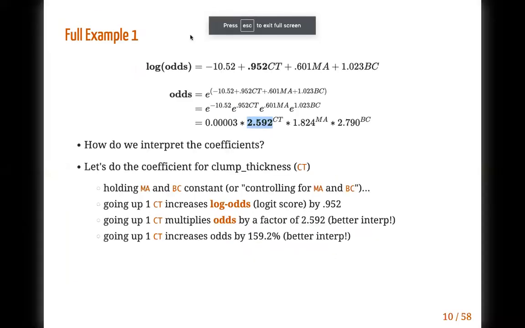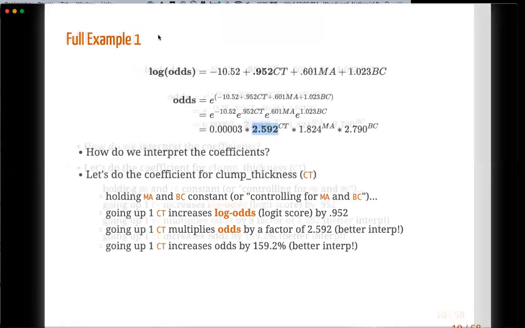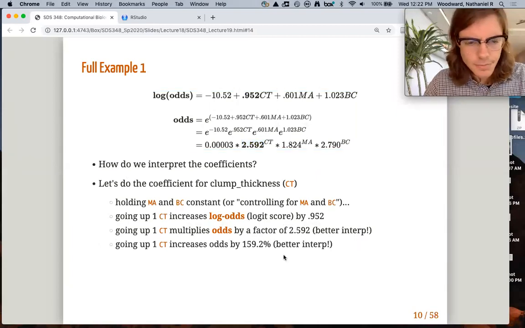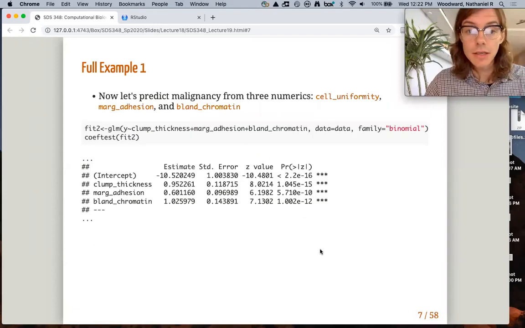So either way, right? But it's better to interpret in terms of the odds. That's how you're always going to see it done. And yeah, everything's significant. If we go back and look at this, everything's significant. All these are very strongly predictive of malignancy: clump thickness, marginal adhesion, and they're all positive, right?